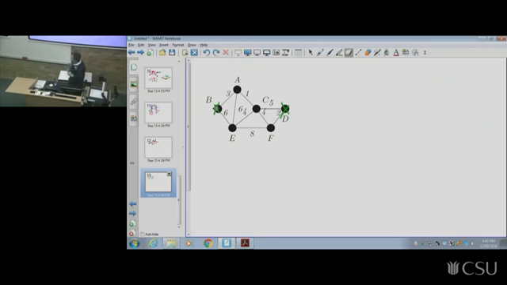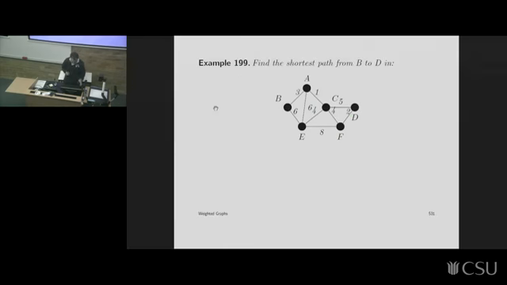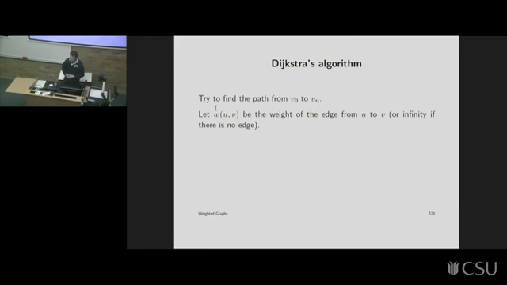I'm calling it using Dijkstra's algorithm. I'm having trouble pronouncing his name. Anyone want to have a go at it? I'm just going to call him Dijkstra. I don't know. Let's just call him the dude who did the Roombas. Okay.